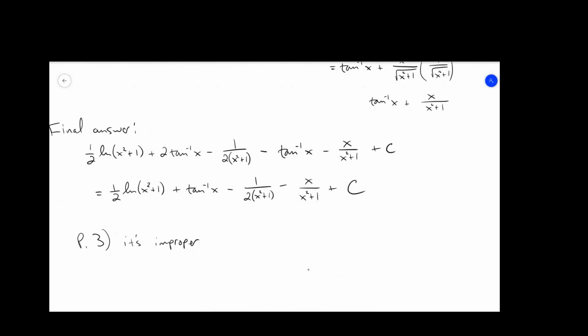Why is it improper? Well, if you look at the power in the numerator, x to the 5th, and the power in the denominator, x to the 3rd, the highest power is in the numerator. That's the definition of an improper fraction. How do you deal with an improper fraction? What is the first thing you want to do? That's the only time, in fact, that we're using step 1. On the other side, step 1 says divide if improper.